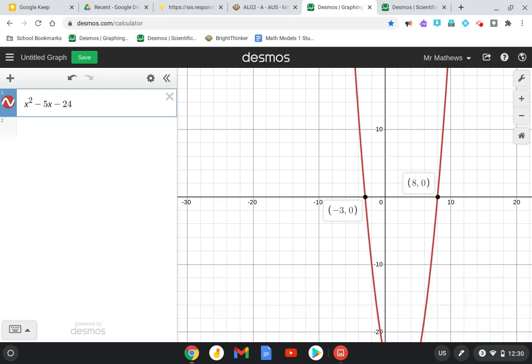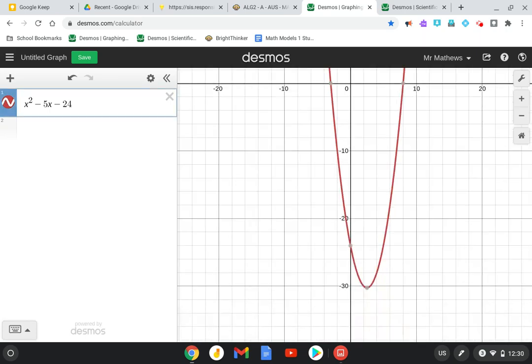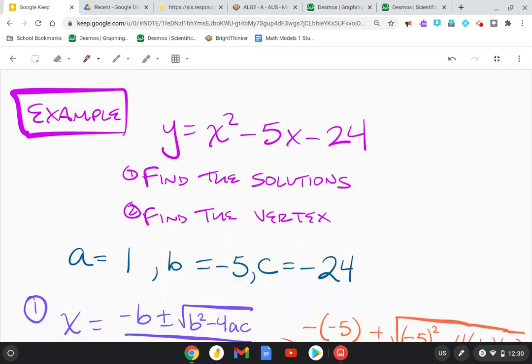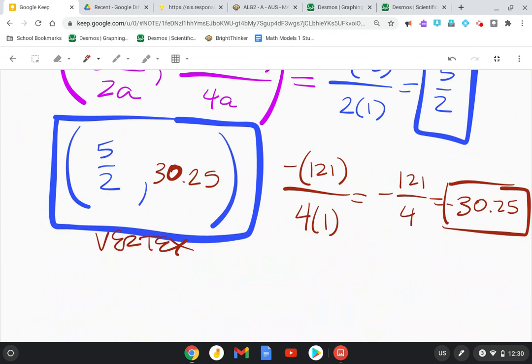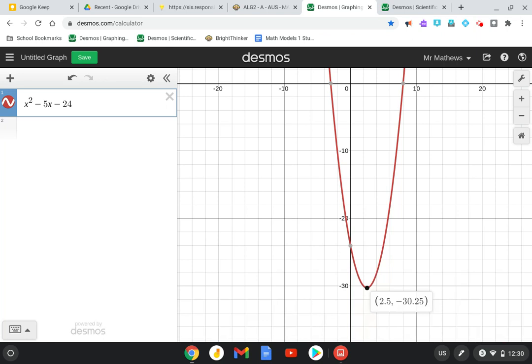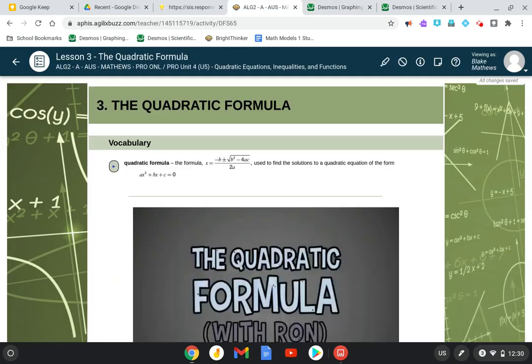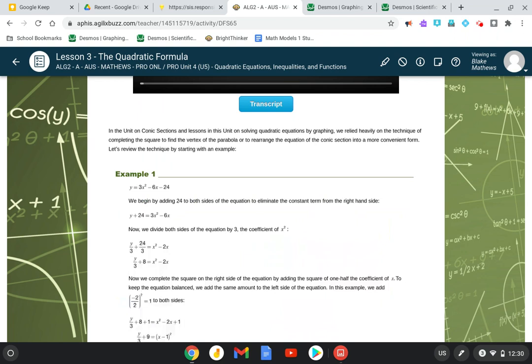And then let's go look at our vertex. Down here, our vertex is 2.5 and negative 30.25. Of course, I forgot to put the negative there. That's my fault. Should be a negative there. And so I just want you to see how easy it is to do this from a graphic perspective. So I'm basically telling you, you are to use whatever method you prefer. You do not have to do the quadratic formula every time.